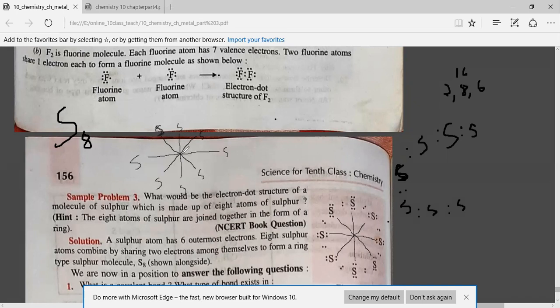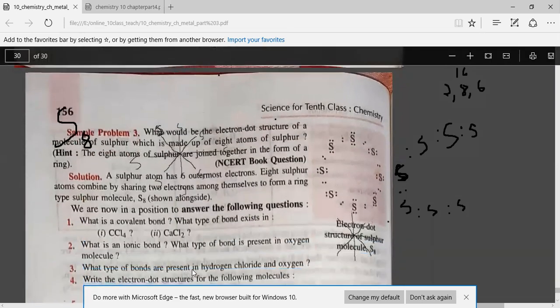Now you can make the electrons. This will be easy for you. So next is the exercise. Read question number one.